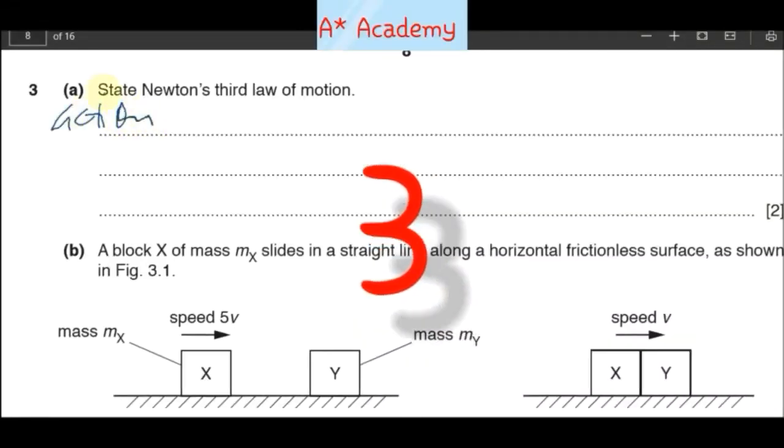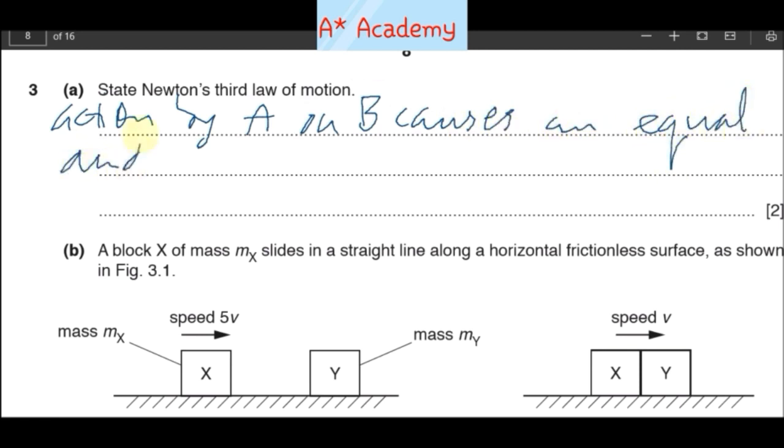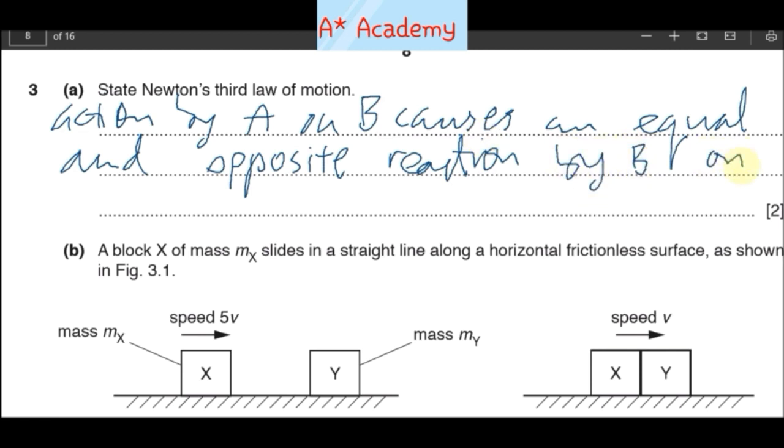Action by A on B causes an equal and opposite reaction by B on A. That's what we can write there.